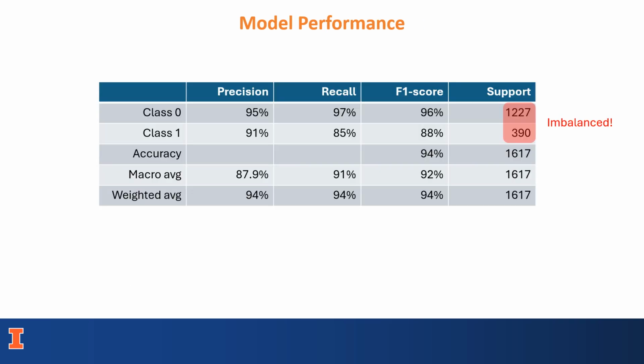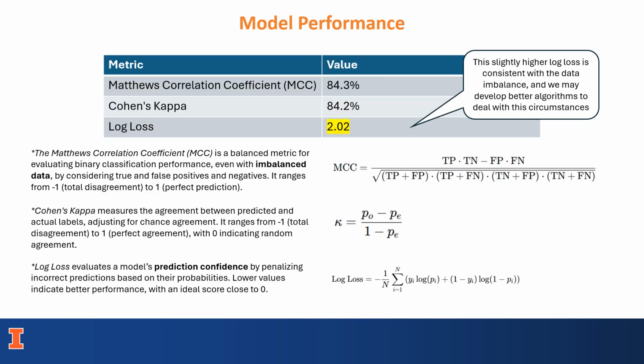The whole sequence model achieved stronger performance with 94% accuracy, 96% F1 score for class 0, and 88% for class 1, demonstrating balanced effectiveness across classes. Also, the model achieved strong performance with an MCC score of 84.3 and Cohen's kappa of 84.2, indicating very high reliability despite data imbalance. But the higher log loss suffers from this imbalance, suggesting potential model improvement.